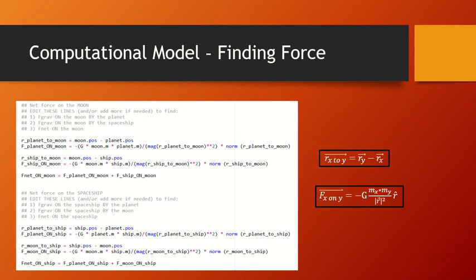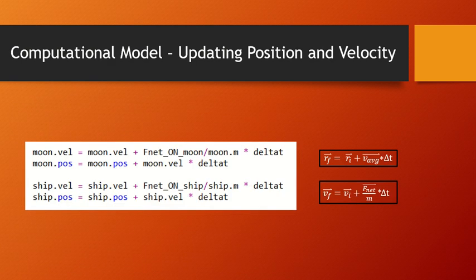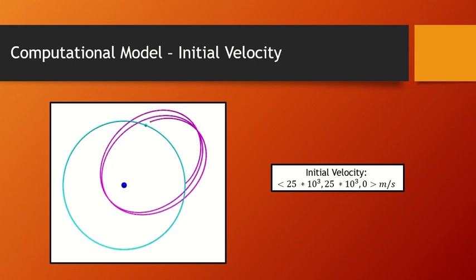First, I found the relative position vectors, then the gravitational forces were calculated using its formula, and finally the net force is calculated by summing all the forces on the object. Afterwards, I updated the position and velocity of the moon and spaceship using the position and velocity update formulas. This is a screenshot of the results of my computational model reflecting the motion of the spaceship between the moon and the planet without crashing into either of them. This was achieved with a velocity vector of 25 times 10 to the power of 3, 25 times 10 to the power of 3, 0 meters per second.